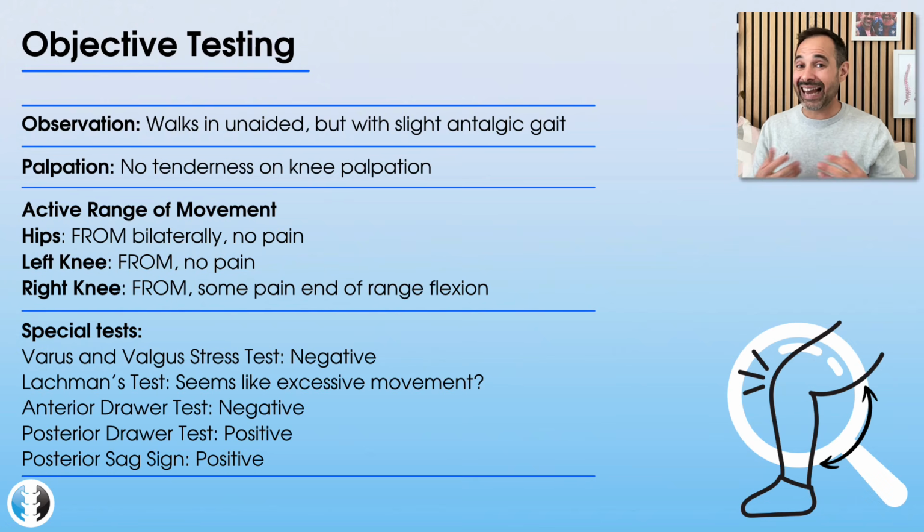You look to do a Lachman's test, which seems to throw up a little bit of a curveball. It seems like there is a little bit of excessive movement when you're doing that test. You then try and compare this with an anterior draw test, and whilst again it seems like there's a little bit of excessive movement, it's a negative in terms of increased anterior tibial translation compared to the other side. What we do see, however, is a couple of positives on some other tests. There is a positive with the posterior draw test and a positive with the posterior sag sign.